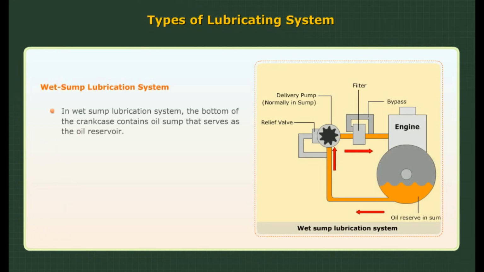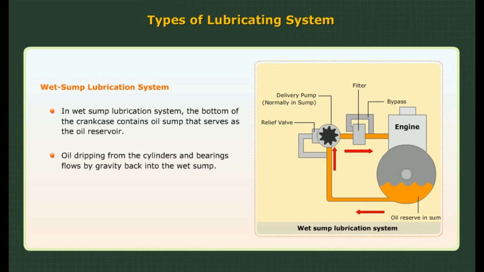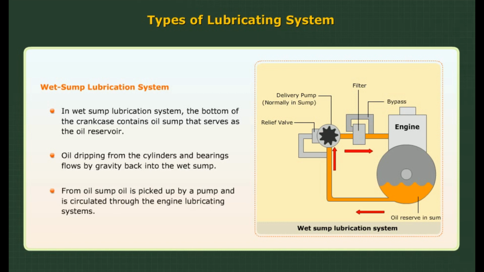Wet sump lubrication system. In a wet sump lubrication system, the bottom of the crankcase contains an oil sump that serves as the oil reservoir. Oil dripping from the cylinders and bearings flows by gravity back into the wet sump. From the oil sump, oil is picked up by a pump and is circulated through the engine lubricating systems.